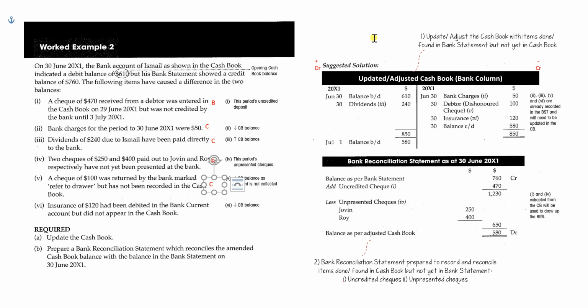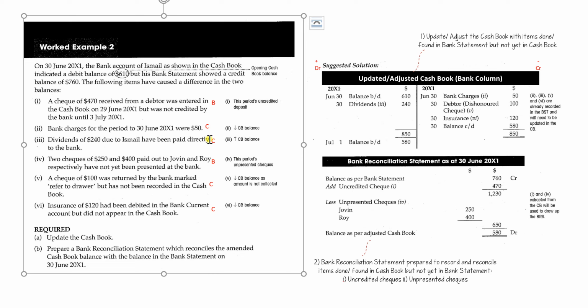Now next, insurance of 120 has been debited in the bank but not yet in the cash book. So again, we are going to do this in the cash book. So all those labeled with the C, we are going to update it in the cash book.